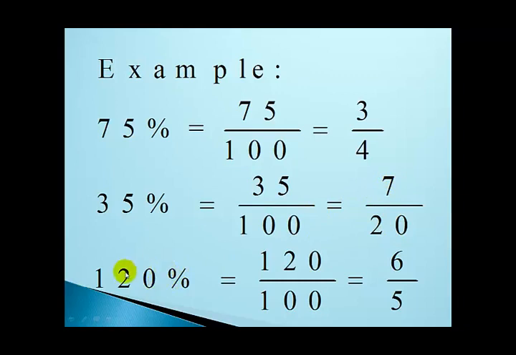Now 120%. 120% is equal to 120 divided by 100. Now 20 goes into 120 6 times, and 20 goes into 100 5 times. This means that 120% is equal to 6 over 5. So that is how we convert percentages to fraction.